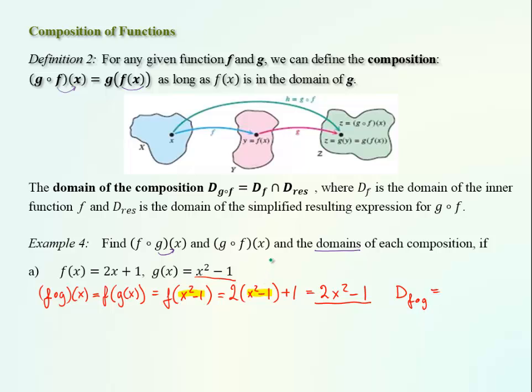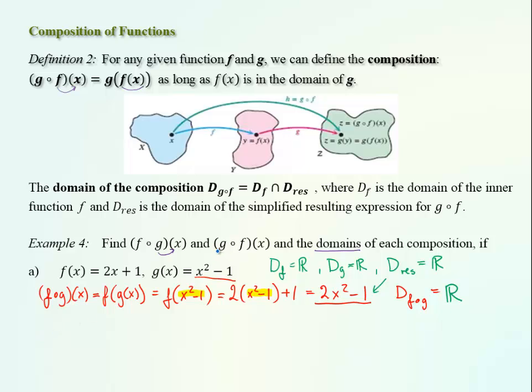What is the domain of f composed with g? Well, let's record it here. Domain of f, all real numbers. Domain of g is also all real numbers. And domain of the resulting expression here, which is this one, is also all real numbers. Therefore, domain of the composition of the two functions is definitely all real numbers. There is no problem here.